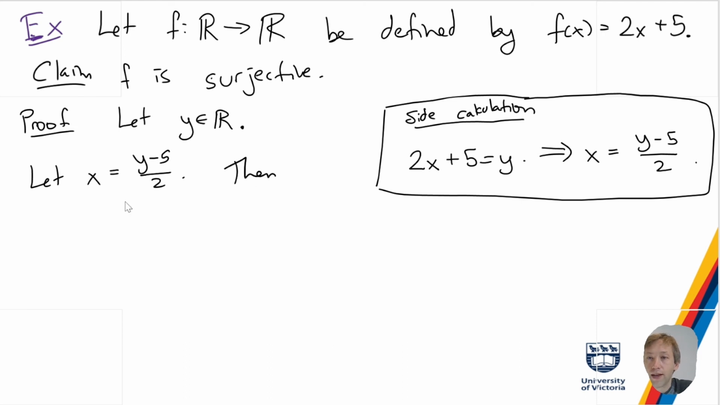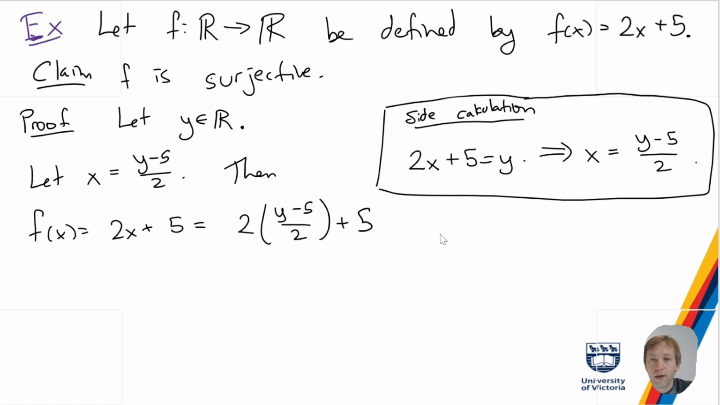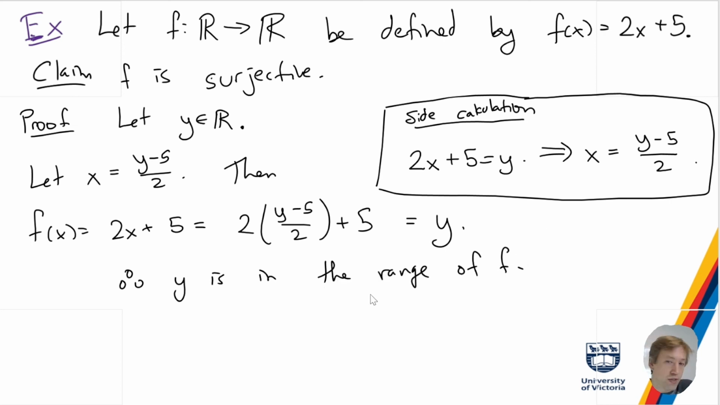So then f of x is equal to 2x plus 5, which is 2 times (y minus 5) over 2, plus 5, which, unsurprisingly, since I set it up like this, is equal to y. If you do the algebra, you'll see that this simplifies to y. So therefore, y is in the range of f, and this is true for every real number y, so therefore f is surjective.